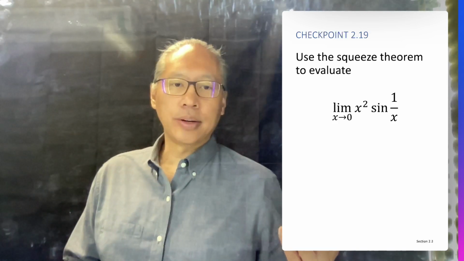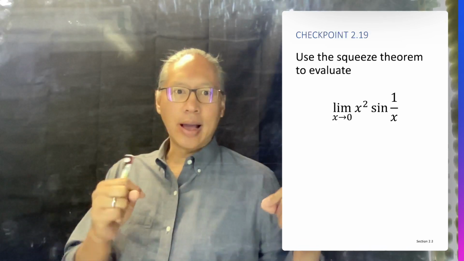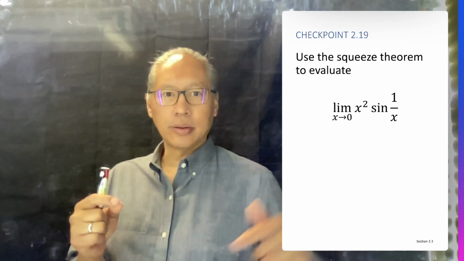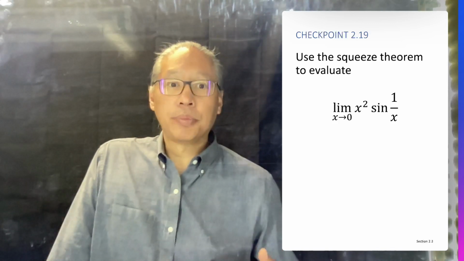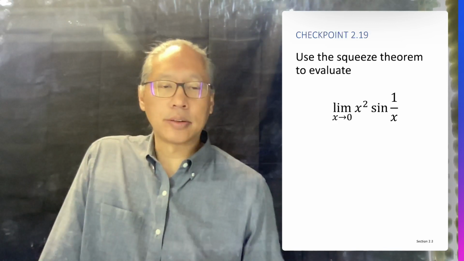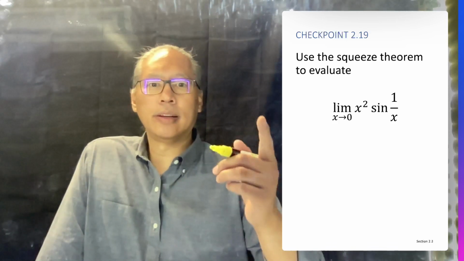If we didn't have the x squared there, it would be undefined. But the x squared is kind of giving it the amplitude, and the x squared goes down to 0. So I would encourage you to draw the graph of this, or put it in Desmos or somewhere. But let's try to do this analytically.